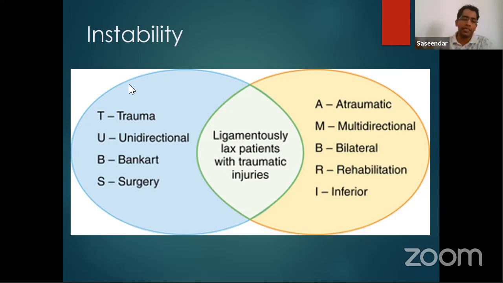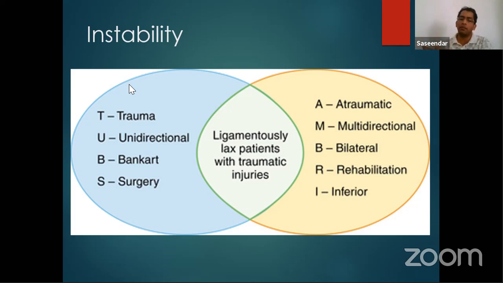Okay, so this group does not do very well with surgery because if a patient has the concept of generalized ligament laxity, even when you do surgery, even after that, the ligaments can get stretched or become lax. So it's still possible that they can get instability after that.